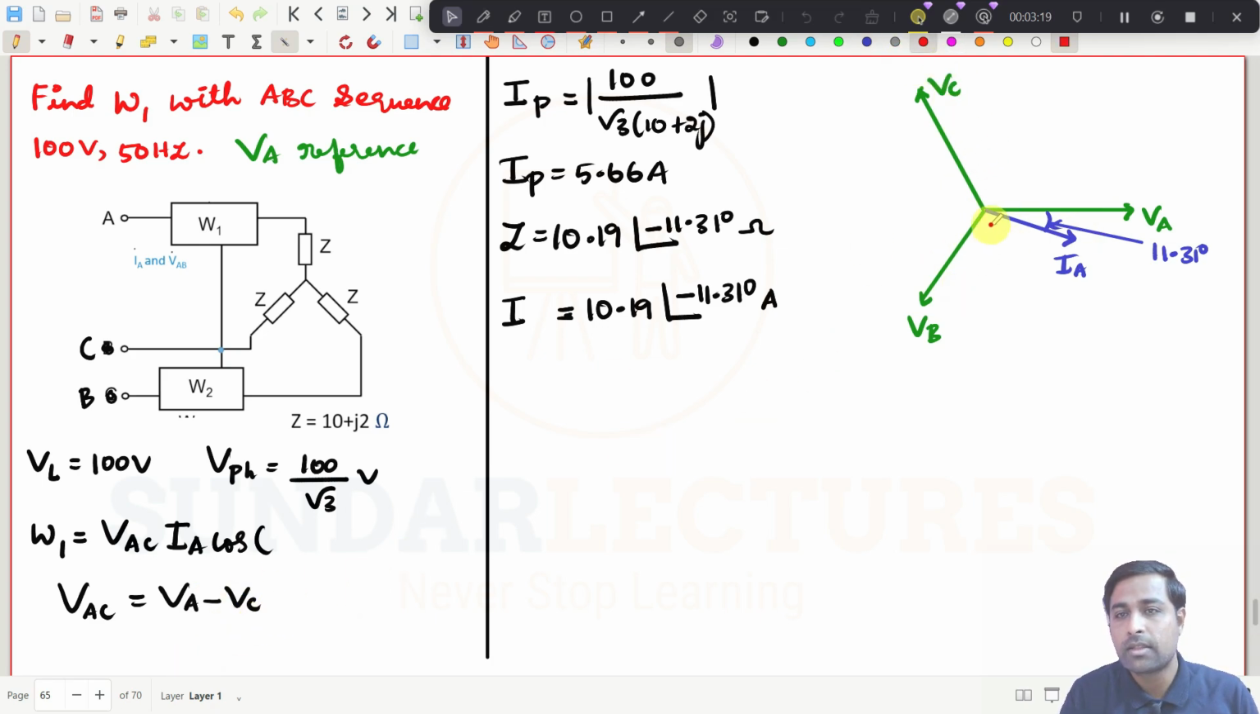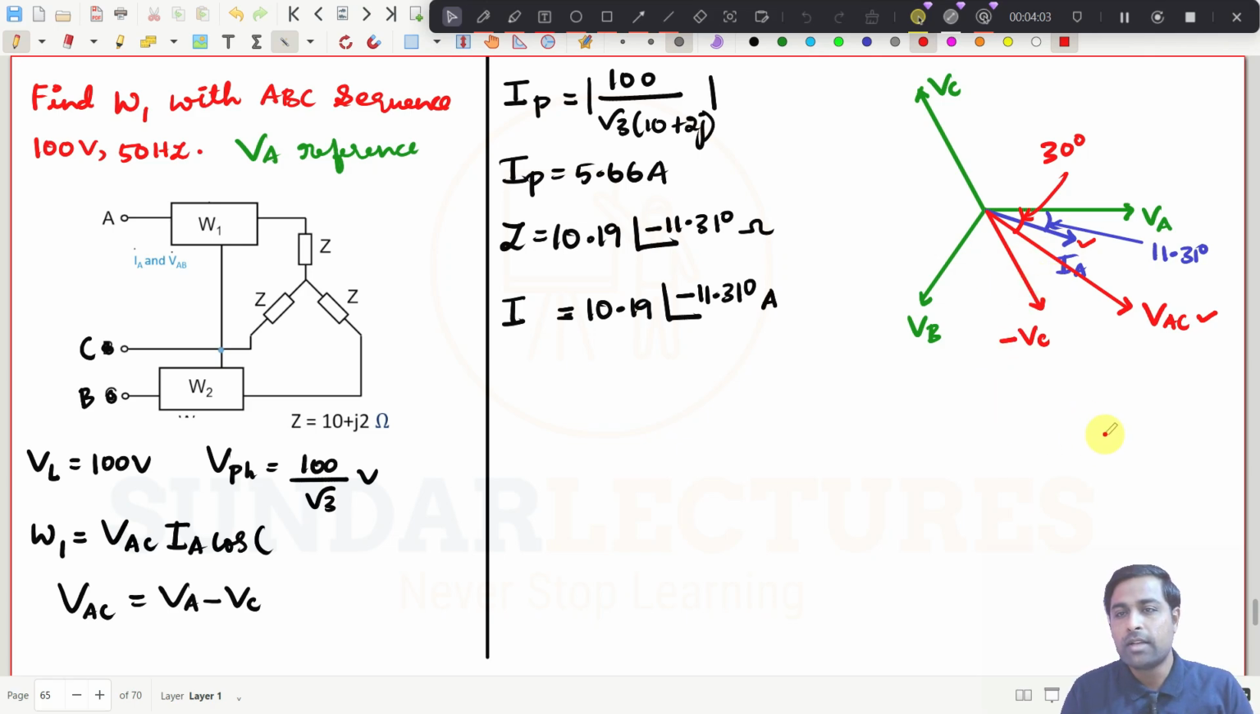So this one, you just project in this way. This is nothing but minus VC, and we need to add VA and VC. So this will be your VAC. This angle, the total angle is 60, and this angle will be 30 degree, right? And we need to find the angle between VAC and IA. This is IA and this is VAC. I need to find the angle between these two now.